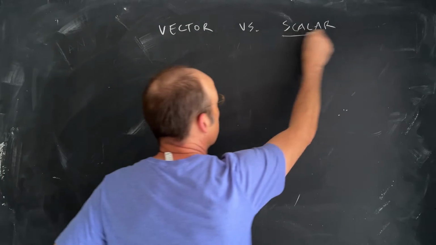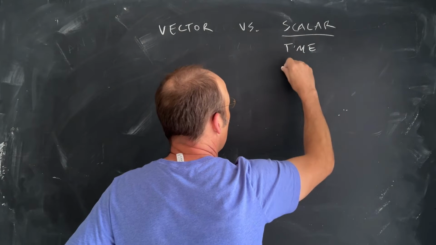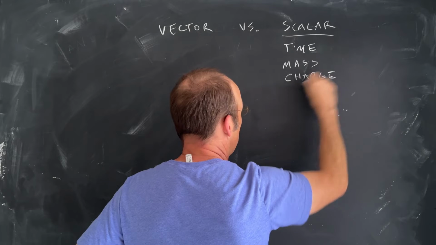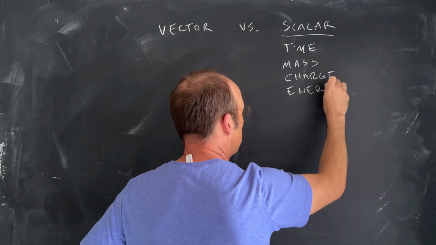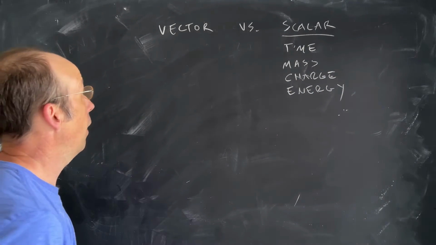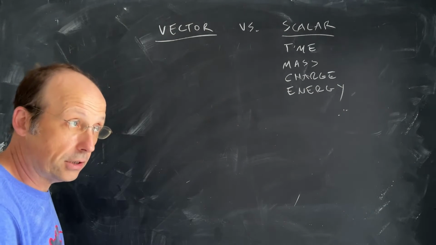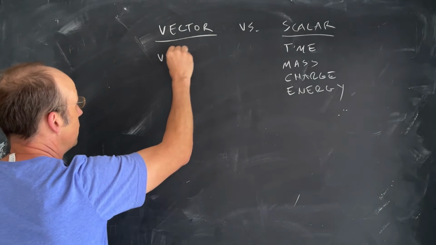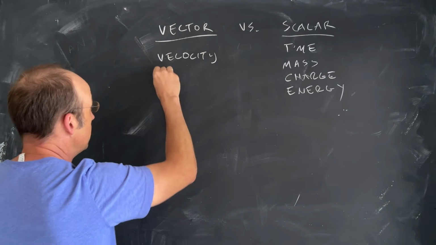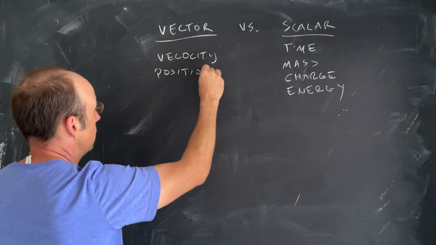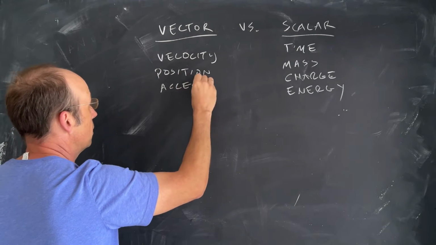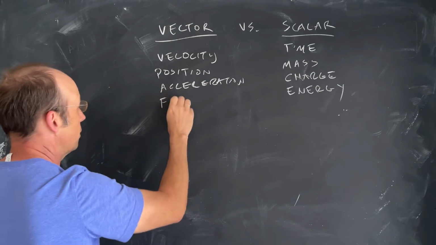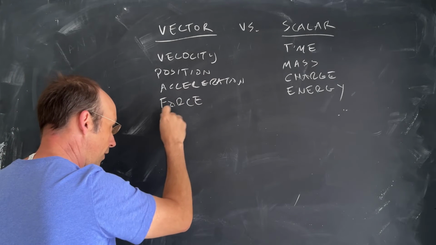So scalars are things like time, mass, charge, energy. They're just one thing. A vector has multiple dimensions. So it doesn't just matter what it is, but what direction it's going. So you've seen this before with velocity, position, acceleration, force, and electric field.